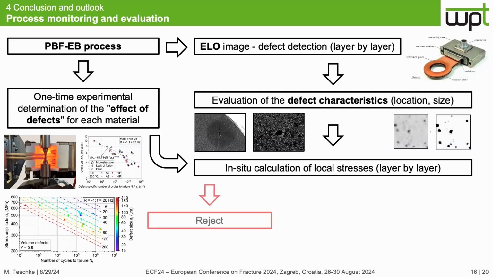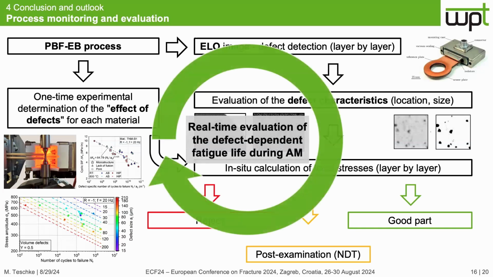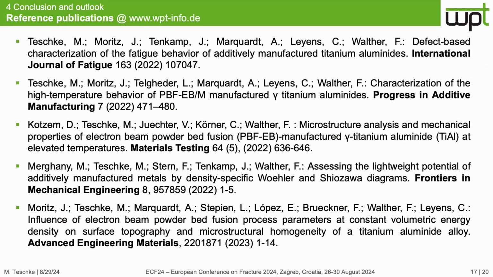And then, during the manufacturing, we can make a decision. If the specifications are not matched, we can reject the part directly there and save time. If the specifications are met, we have a good part and can continue the manufacturing, or if not sure in detail, we should make a post-examination, for example, with a CT. So the overall goal for this method is a real-time evaluation of the defect-dependent fatigue life during the additive manufacturing process. Here you see some publications on these topics with more details.